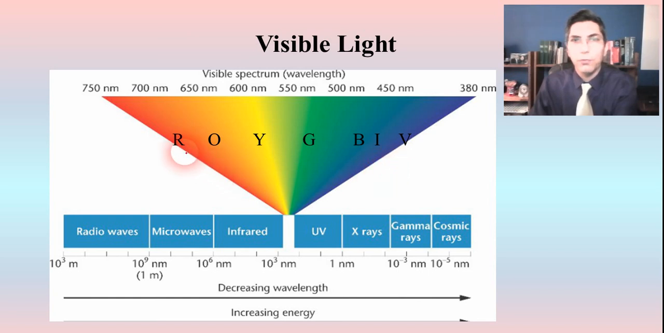So we have ROY G BIV: red, orange, yellow, green, blue, indigo, violet. And of course, next to violet, if you go just a little bit beyond that, we have ultraviolet. And we can say the same thing for red. Just beyond red, just outside of the range that we can normally see, is infrared. And so that's a little bit beyond red.